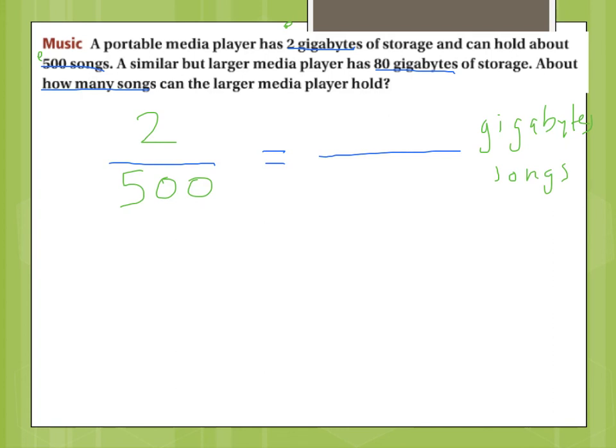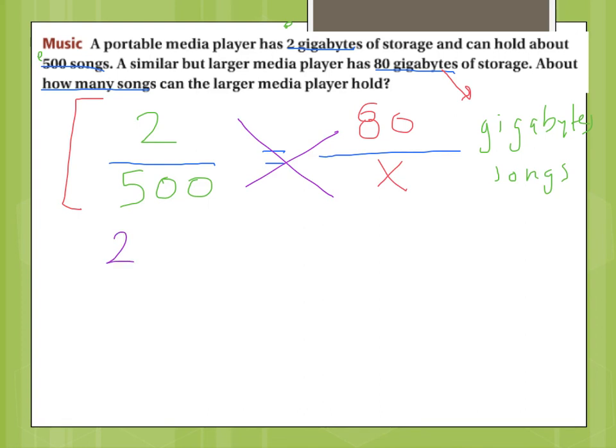And then I have a larger media player with 80 gigabytes. So now I have to be careful. Should I put the 80 on top or bottom? Well, since I'm dealing with gigabytes, I need to put that on top. And it's asking how many songs, so I'm going to have an x there. So now that I set up the equation, fraction equal fraction, now I can cross multiply.